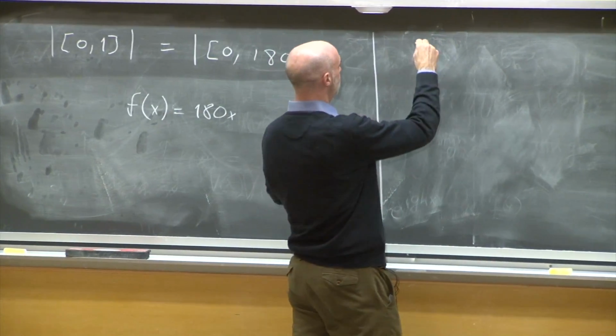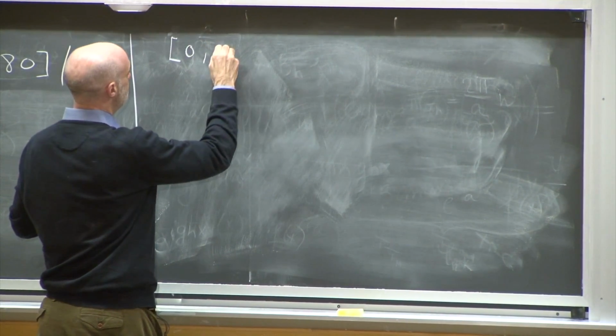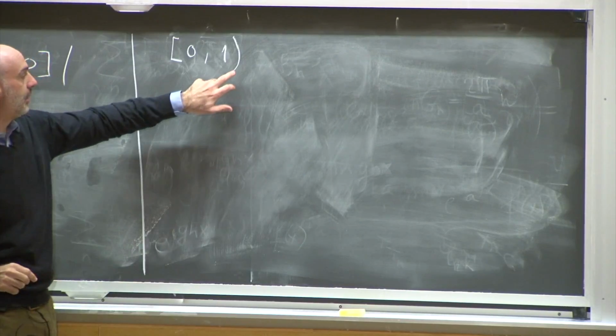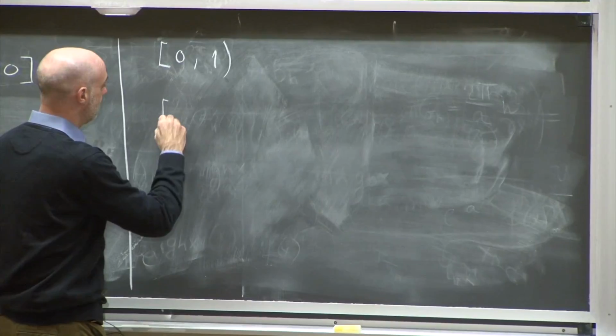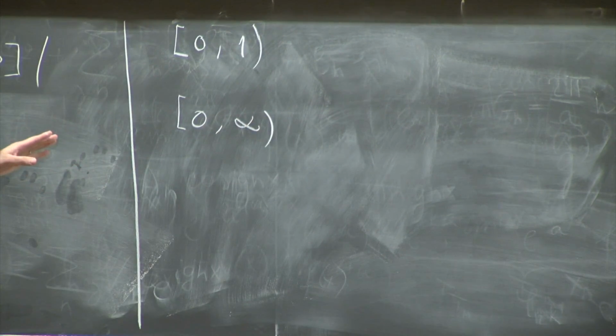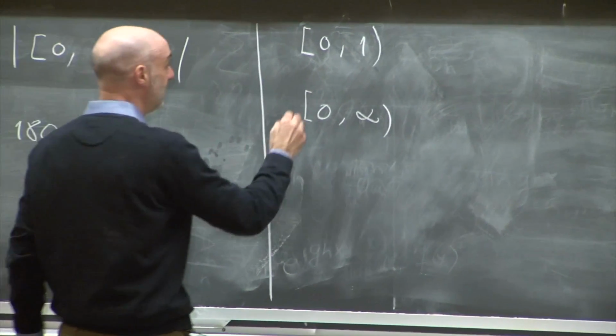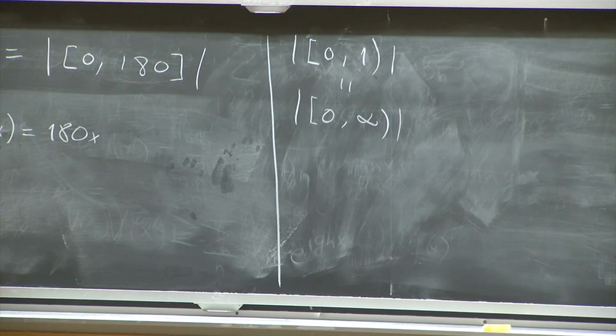So suppose, to make it easy, I'm going to do it this way. Take this interval, but without the 1, so it's open on that side. And then take that, all real numbers greater or equal to 0. Now, as it turns out, those are the same size. So the cardinality of that guy equals the cardinality of that guy. Can anyone show that?